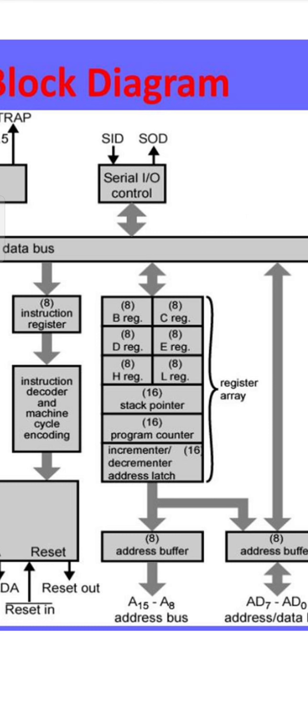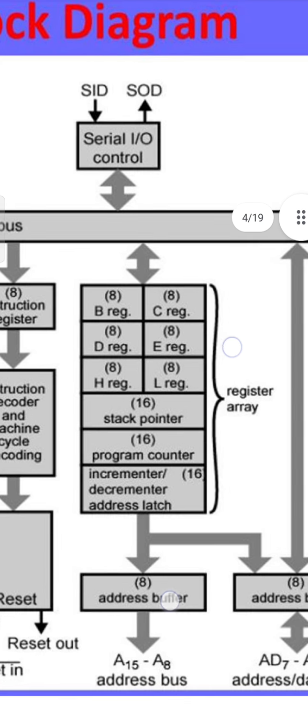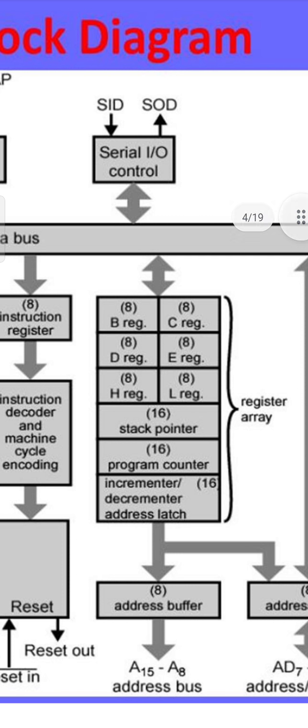And the next register is the program counter register. It is also a 16-bit register. So what does the program counter do? It points to the location of the next instruction to be executed.